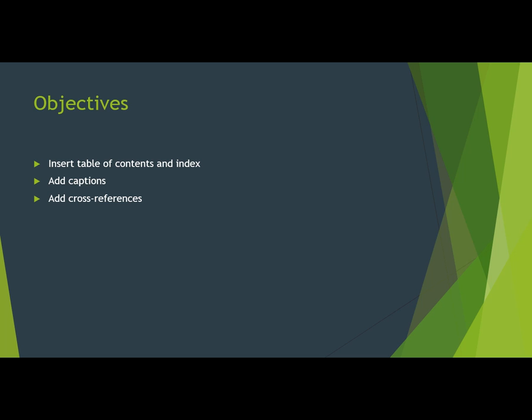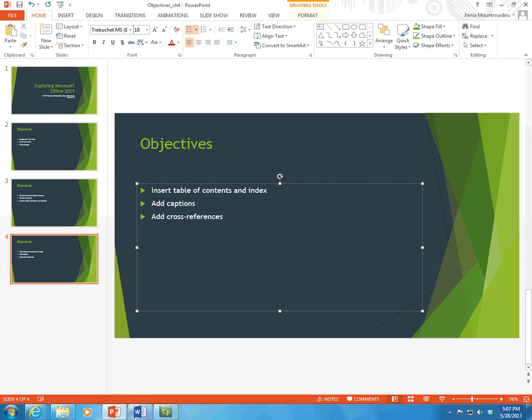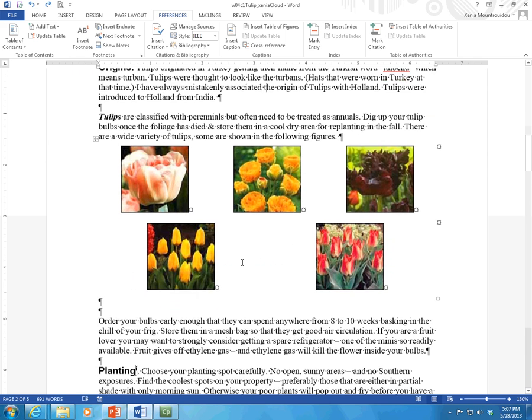And the last part that we will review is how to add a table of contents and an index, how to add cross-references, and how to add captions. So far, we've looked at collaboration, cool features with Word, and bibliography, sources, and references. So, here we go. Can't wait to get started.